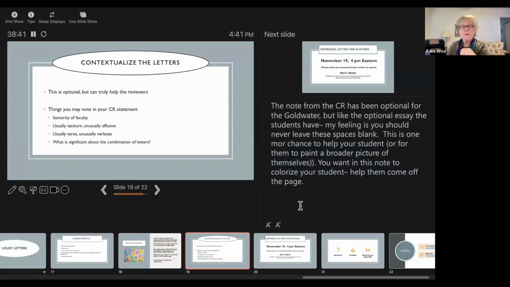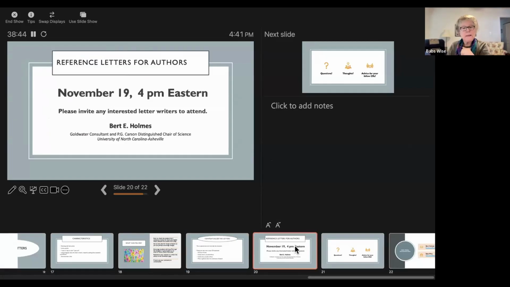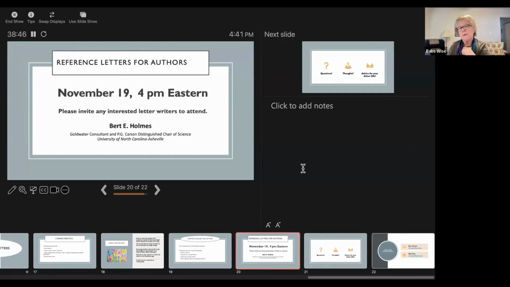Okay. So those are my basic ideas. There is coming up on November 19th a session during open house about reference letters for the authors of those letters. So if you know who your letter writers will be, share with them the link and invite them to come and learn about letters and what is expected from a Goldwater letter. So again, that's on November 19th.